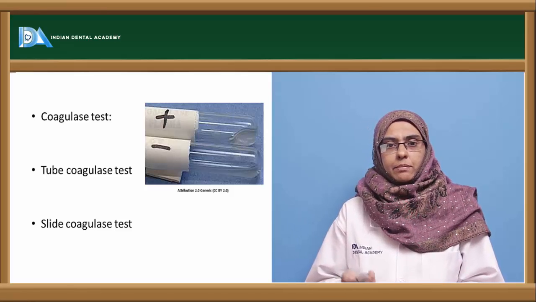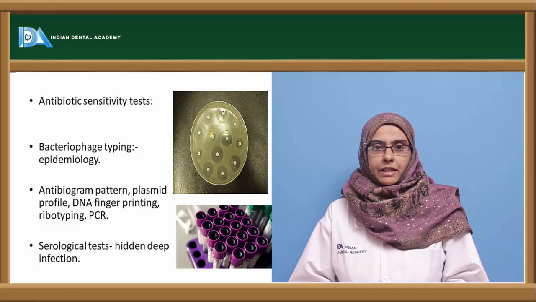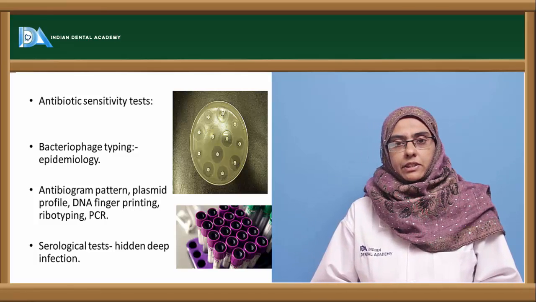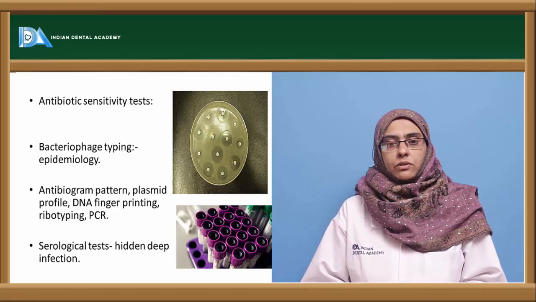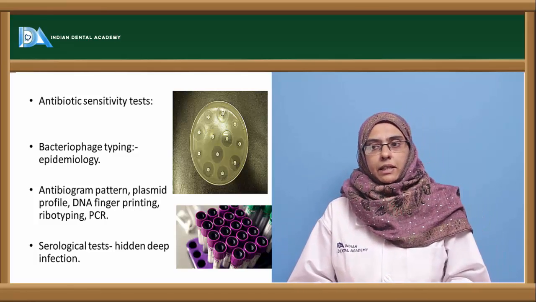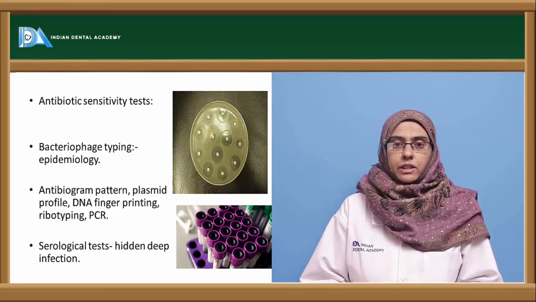So the coagulase test is the best method to identify the staphylococcus group of organisms in the laboratory. Next, you can go for antibiotic sensitivity testing, because most of these organisms are sensitive towards different types of antibiotics. Antibiotic sensitivity test helps in identification of the organism and also for the treatment purpose.